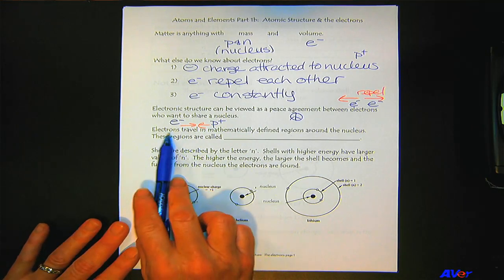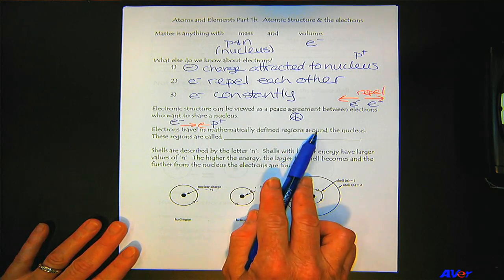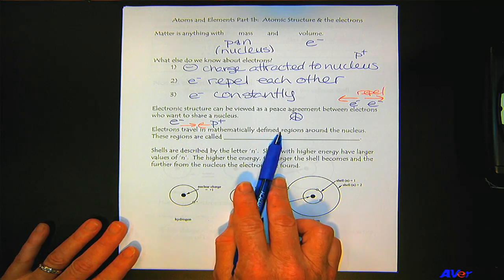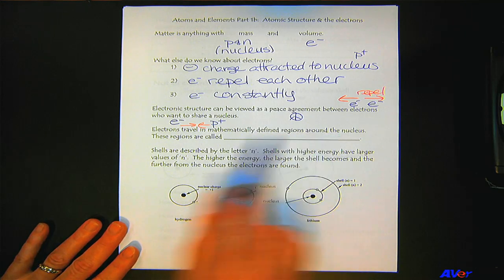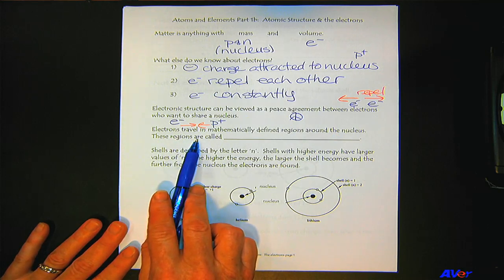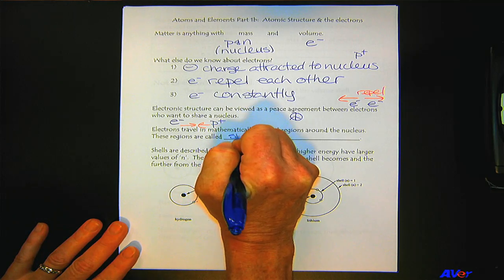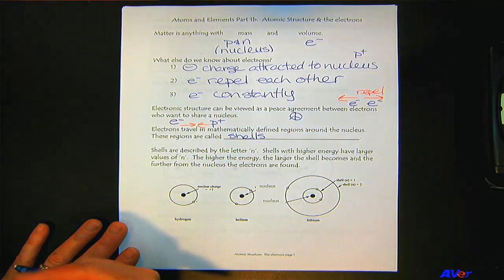All right, so what happens is the electrons travel in these mathematically defined regions. So if you want to get into calculus, you can go into the Schrodinger wave equation and all kinds of trippy stuff. But for our class, we don't have to worry about that. We can stay at a very simple level. Basically, the electrons are traveling in regions called shells. And they're three-dimensional in shape.